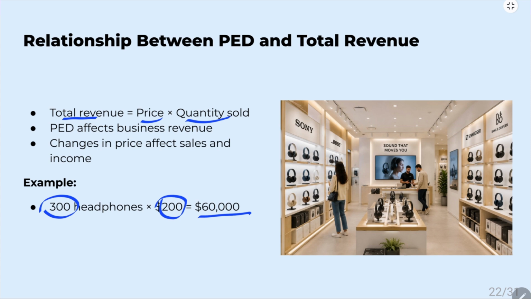If price changes, quantity demanded may also change. Depending on whether demand is elastic or inelastic, total revenue may increase or decrease. This is why firms need to understand price elasticity of demand before changing prices.